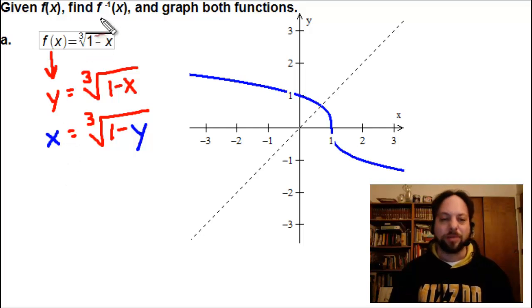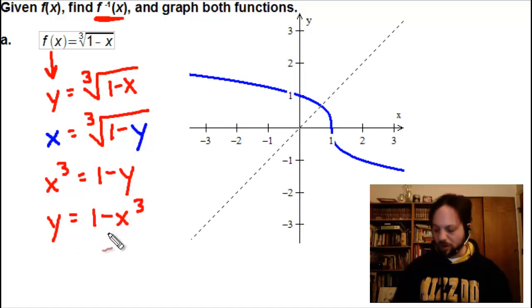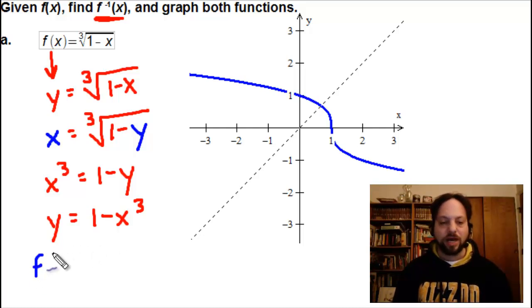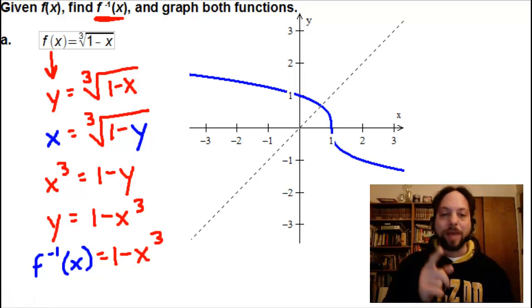What we really need to do now, because it does want the inverse in function notation, we need to get the y by itself. We'll begin by cubing both sides of this equation. That'll give us x cubed is 1 minus y, and it's only a short jump from there to figure out that y must be 1 minus x cubed. Or, if you like, put a different way, the inverse of x equals 1 minus x cubed, if that's how you prefer it.